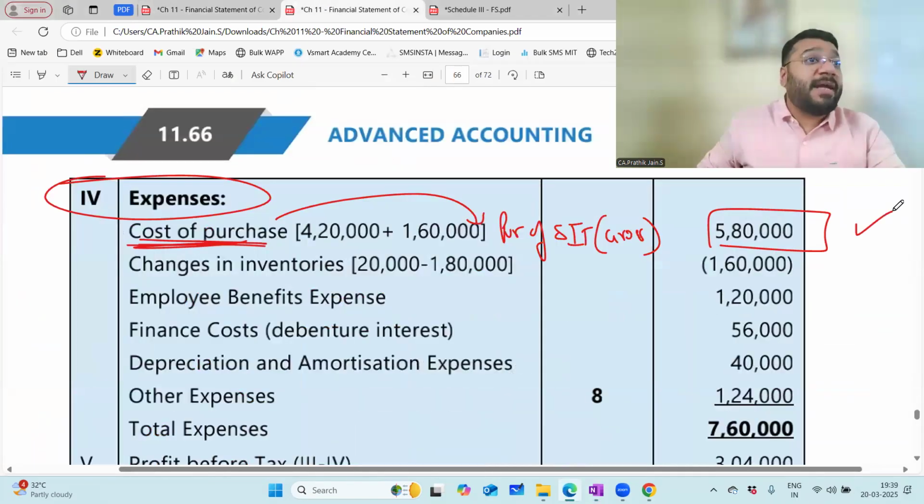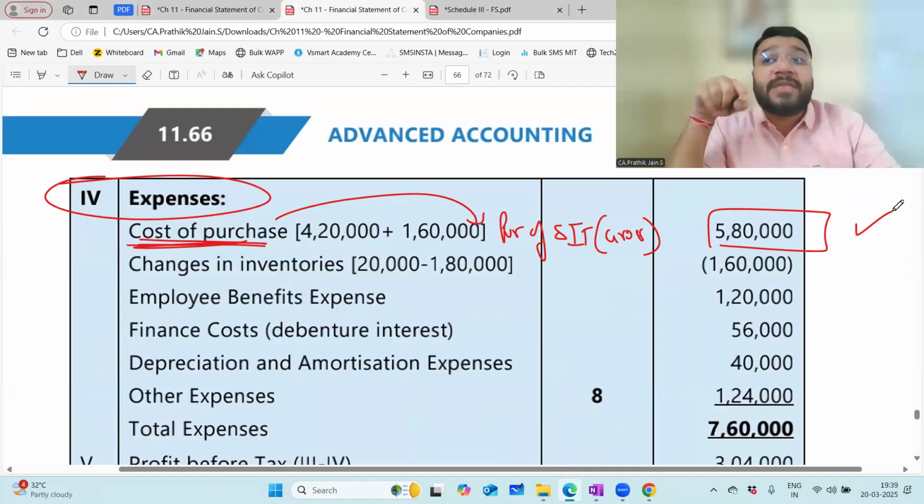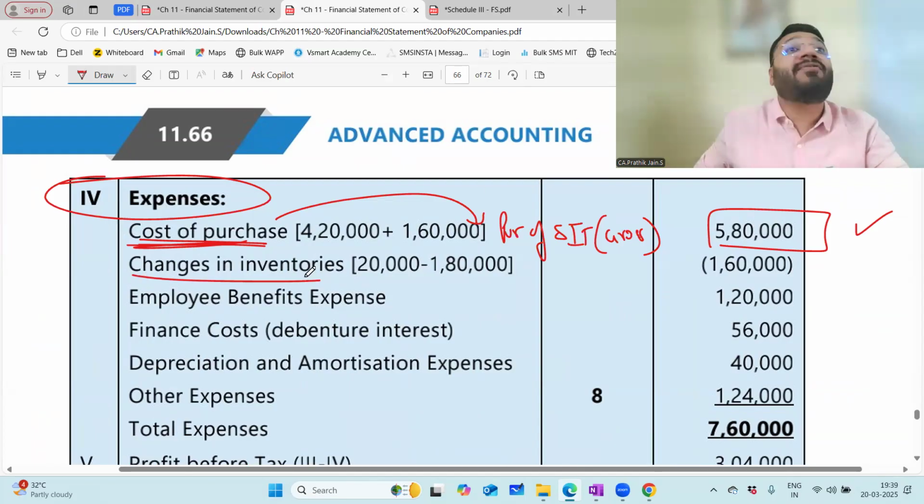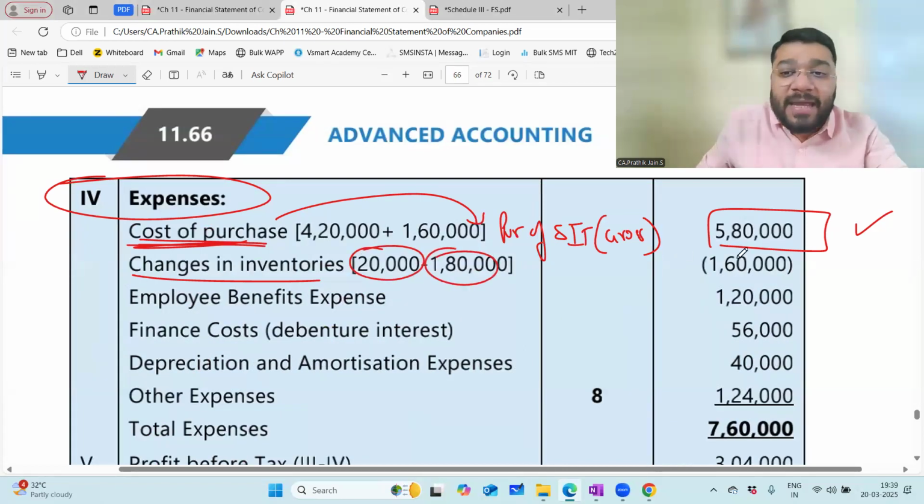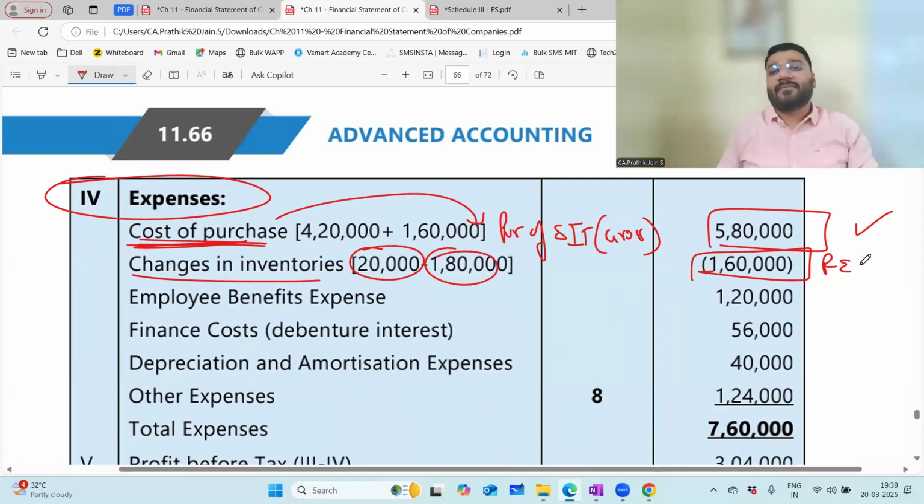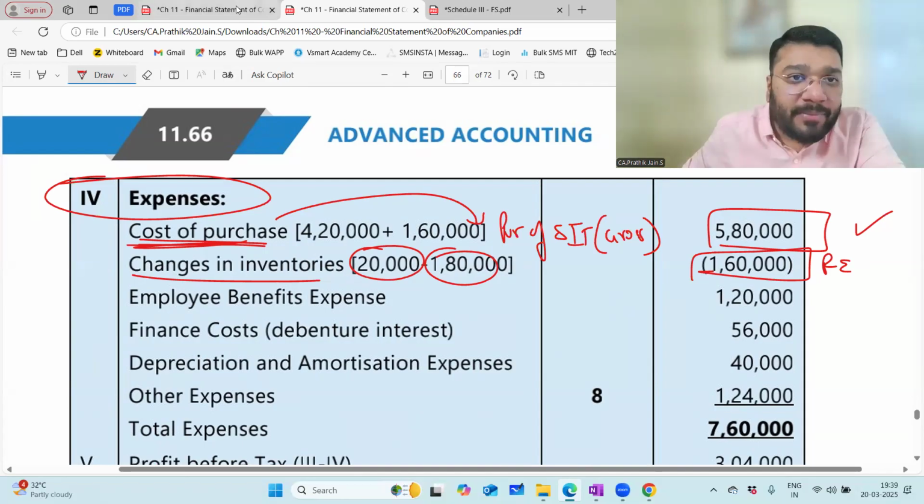Schedule 3 very clearly says that closing stock and opening stock of finished goods should be shown separately under changes in inventory. What is the formula? Opening stock minus closing stock. Opening stock is 20,000, closing stock is 180. If I show the difference, negative 160. So this is reversal of expenditure. Any problem here? Online people, any problem here?